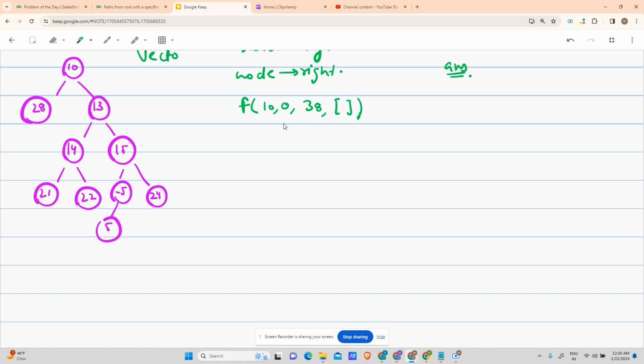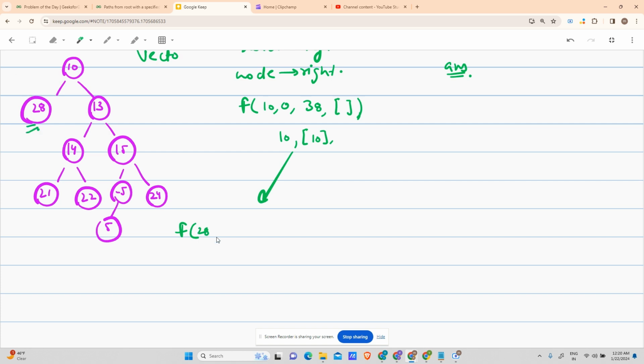So what will I do? My sum plus would be 10, so my sum is currently 10. My path will become 10. And then I'll see if 10 equals 38. No. So what I will do is make two recursion calls. One for 28, that is this node.